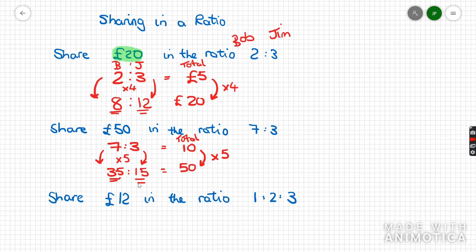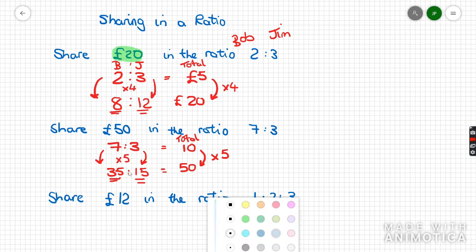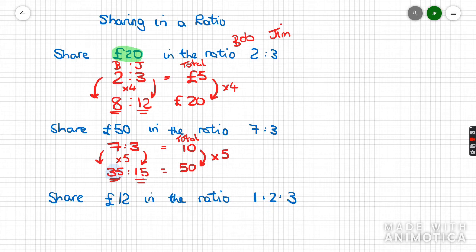And we can always double check, because what we should get is whatever our ratio adds to. So in this case, it's 35 add 15 should get to my 50, which it does. Last one I just want to show you. Okay, this time we've actually got 3 parts to our ratio, but nothing changes.